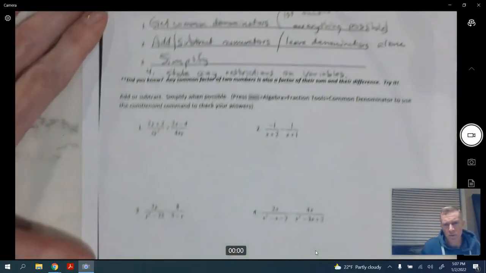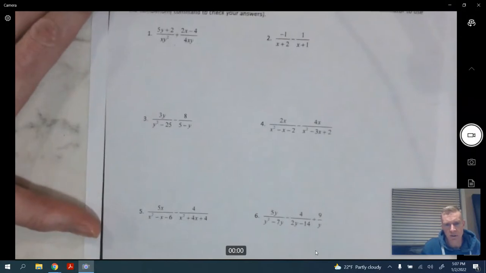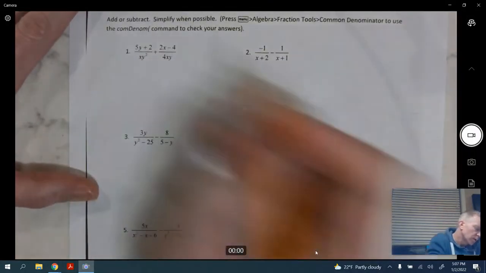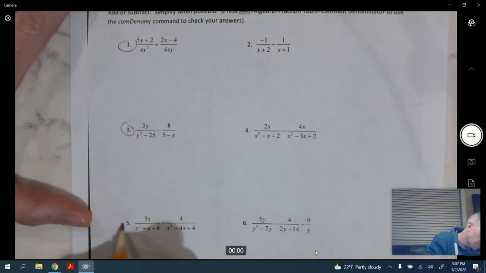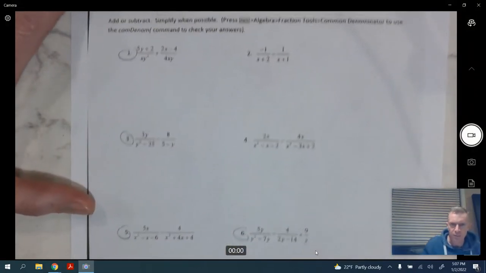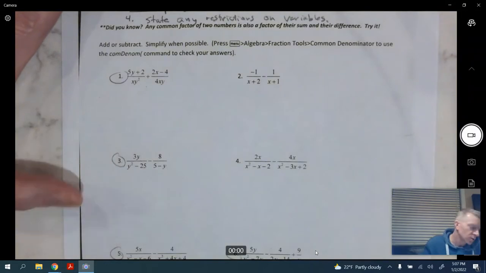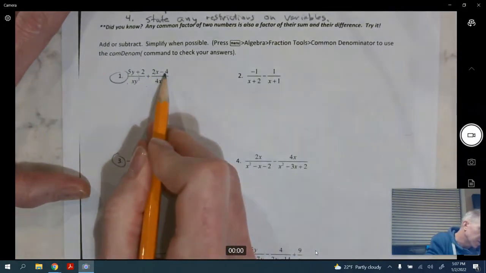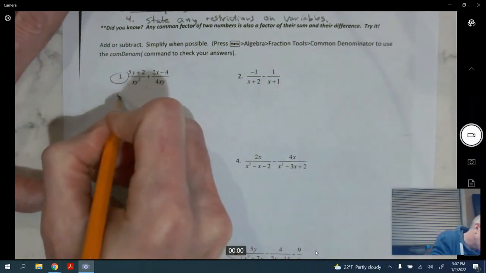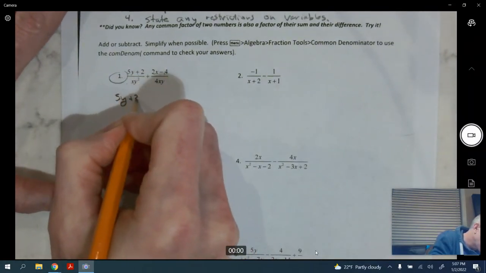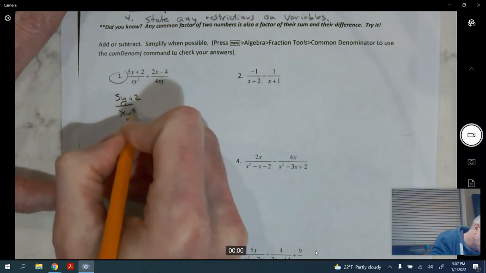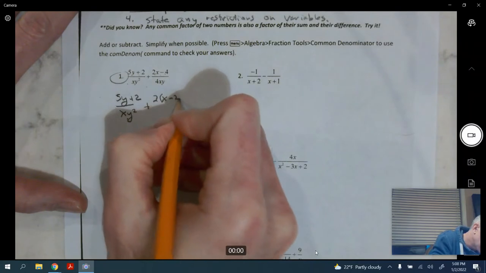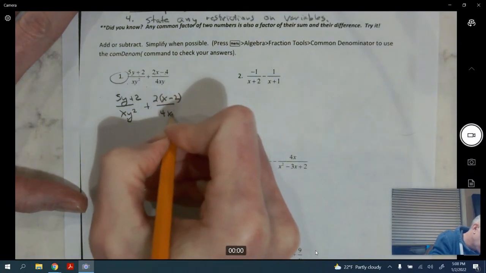Okay, so I'm going to work through a few of these together. Watch as many as you feel you need to watch, and then work through the rest of them, and I'll post the answer key. So we're going to do number 1, 3, 5, and 6 together. First, it doesn't look like there's anything that we can factor here, the 2x minus 4. So we've got a 5y plus 2, we've got an xy squared, and we've got a 2 times x minus 2 and a 4xy.